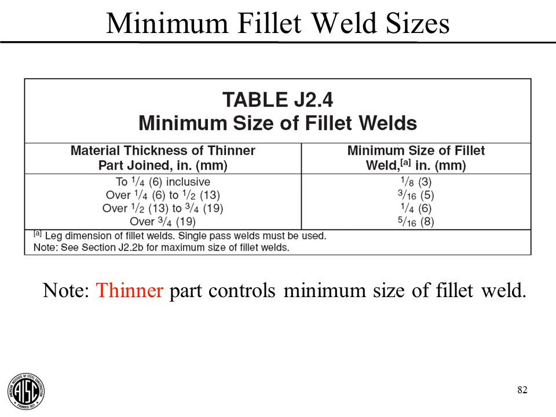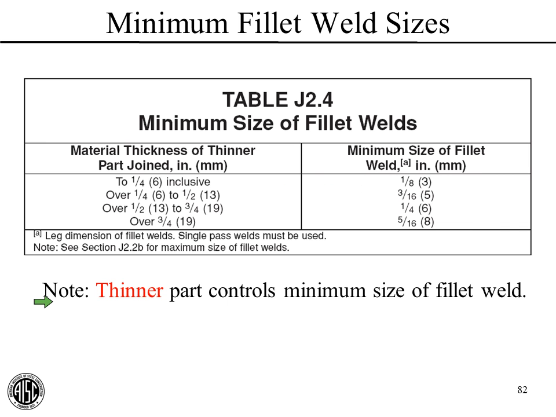Okay, minimum size of fillet welds. If you go into table J2.4, we have a list of the minimum sizes of fillet welds that we must use. And you can see it's based on the thinner part that is being connected. So for example, if you have a half inch part and that's the thinner part being connected, we need at least a 3/16 inch fillet weld.